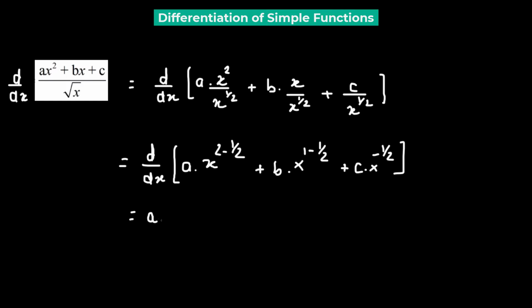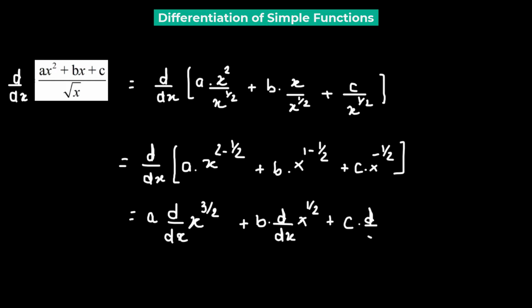So we have a being a constant, so we can pull it out of the derivative. We have a times the derivative of x raised to the power of 2 minus half, which is 3 over 2, plus b times the derivative of x raised to the power of 1 minus half, which is equal to half, plus c times the derivative of x raised to the power of -half.